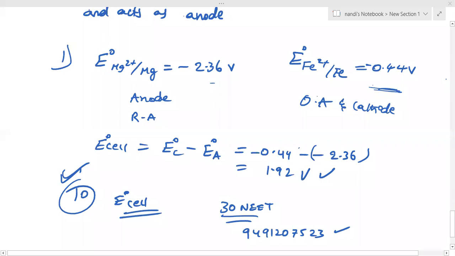Where is the Daniel cell? Please, can you check it? The Daniel cell term that I gave. Can you check it?